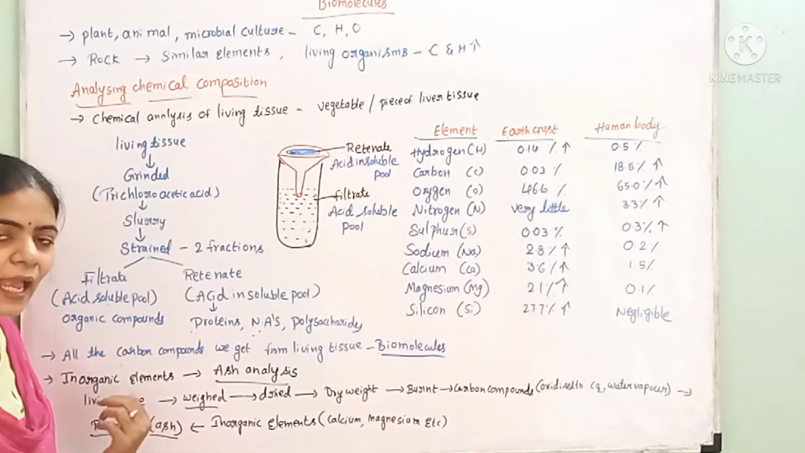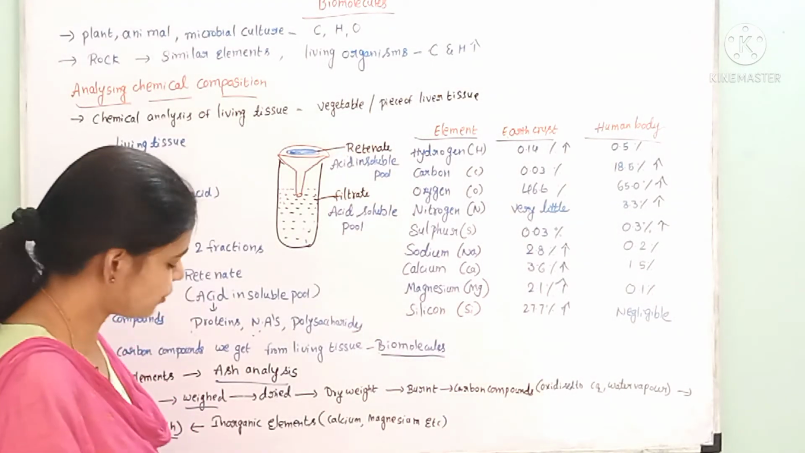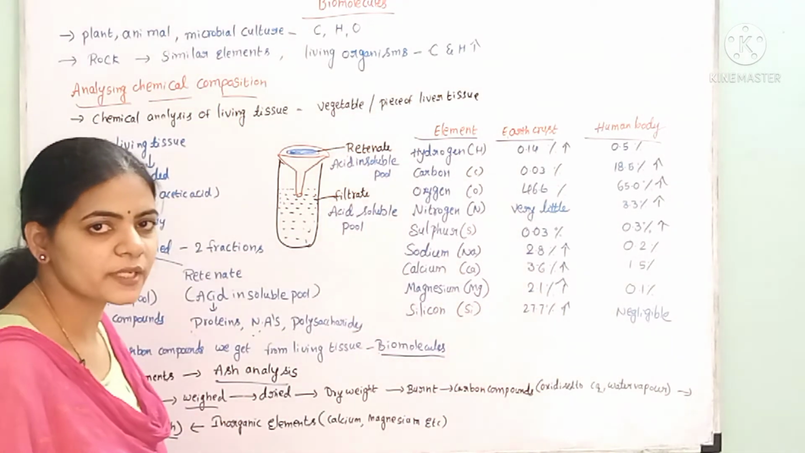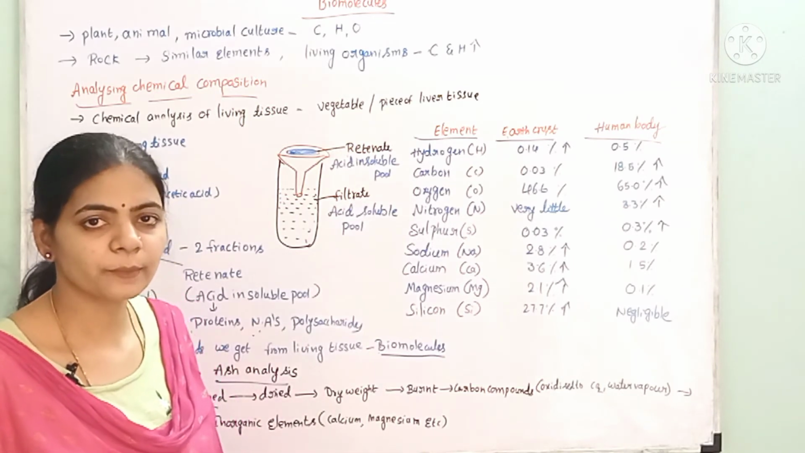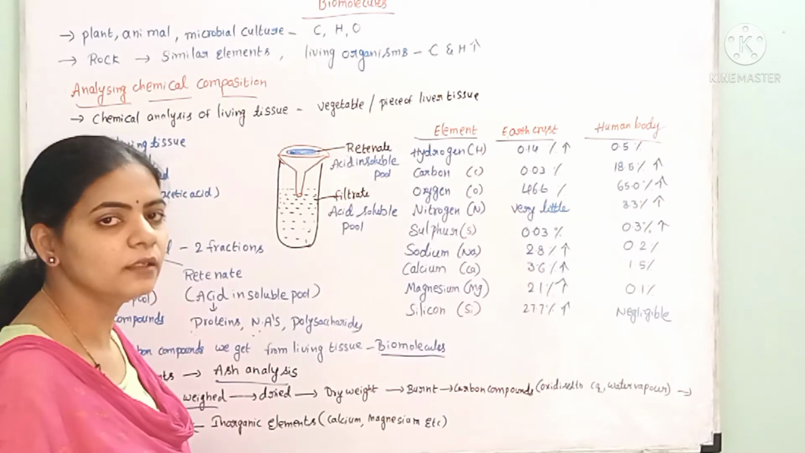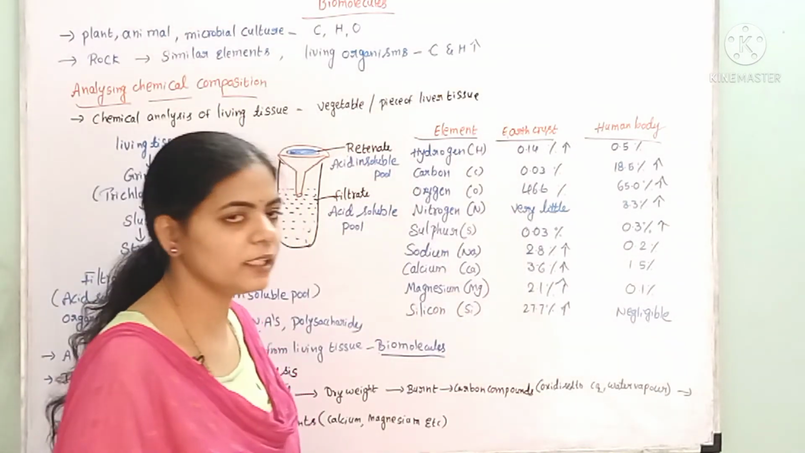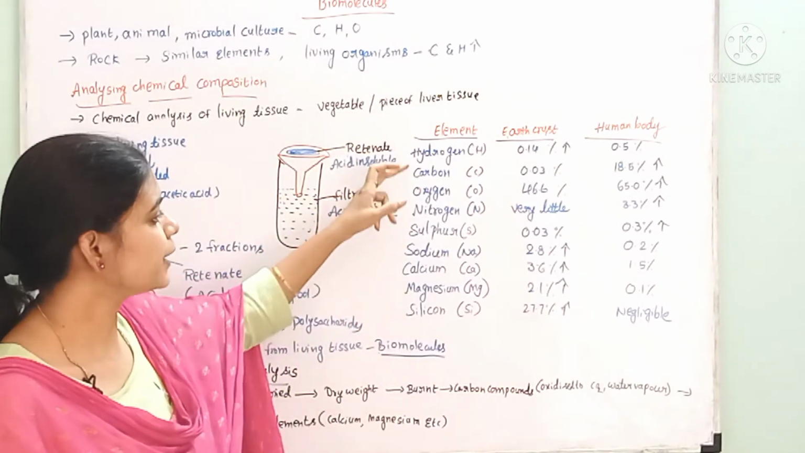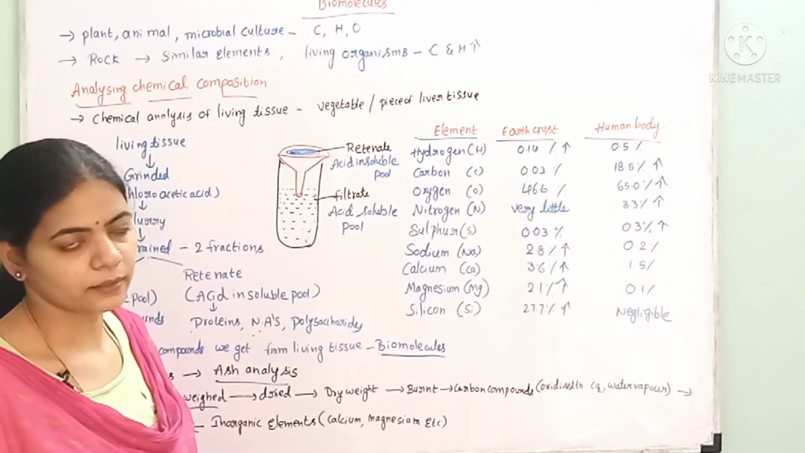If that ash is chemically analyzed, it consists of inorganic elements. So all the inorganic elements are present in the ash. And what are the elements present in it? Calcium, magnesium, etc. Calcium and magnesium are mostly found in the ash of living organisms. And if we see some of the elements present in the earth crust and human body, these are elements like hydrogen, carbon, oxygen, nitrogen, sulfur, sodium, calcium, magnesium and silicon.